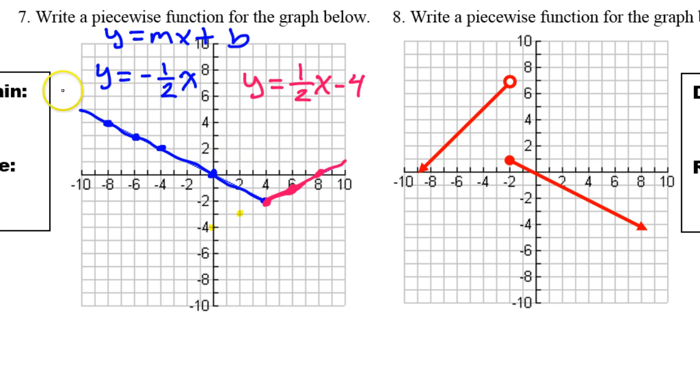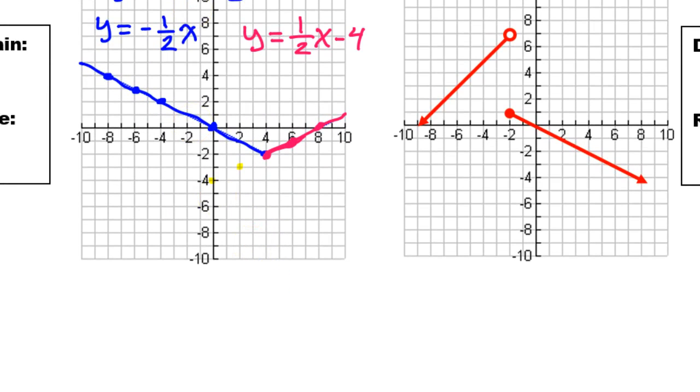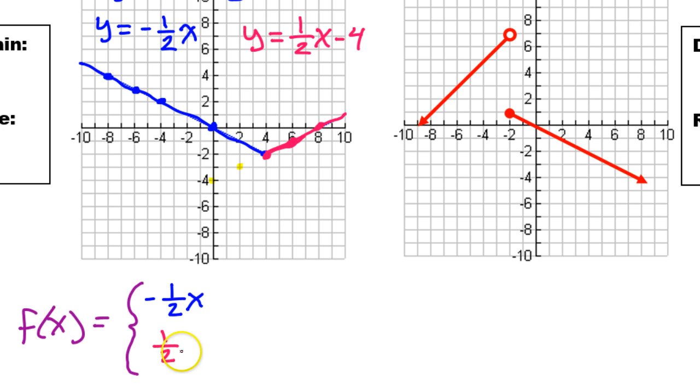So now we have an equation for the blue line and an equation for the red line. As we make our piecewise function, it's going to look like this. So we have f of x equals, and we'll make a brace big enough to hold 2 equations. For the blue side, we have our negative 1/2 x. And for the red side, we have the positive 1/2 x minus 4.